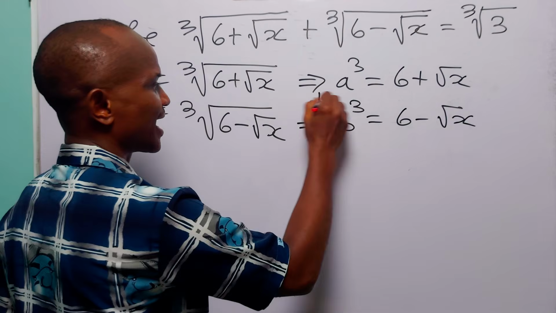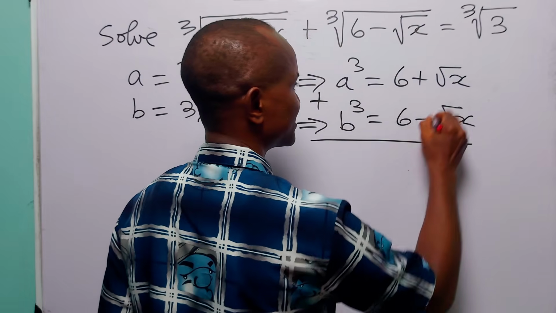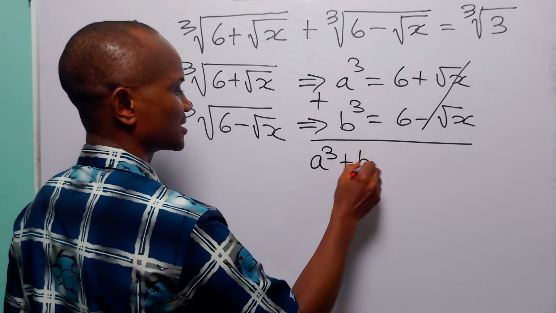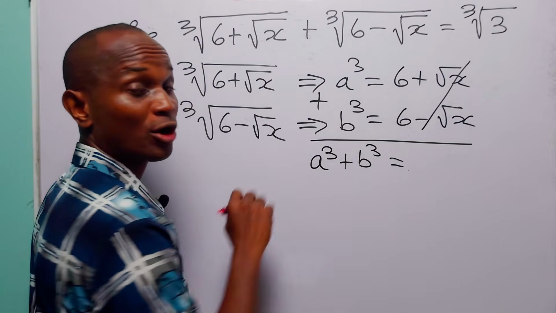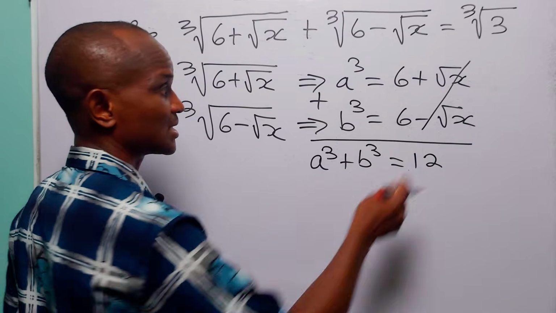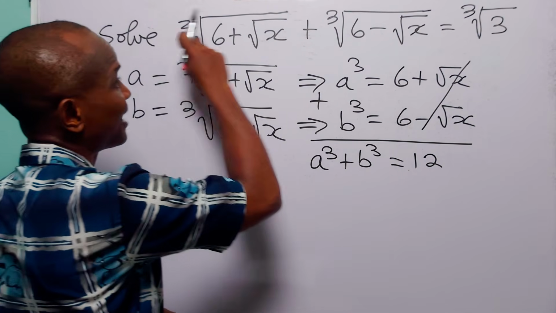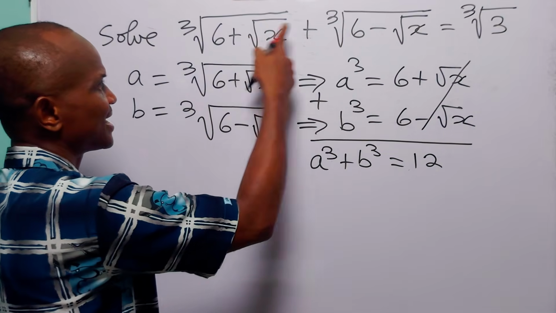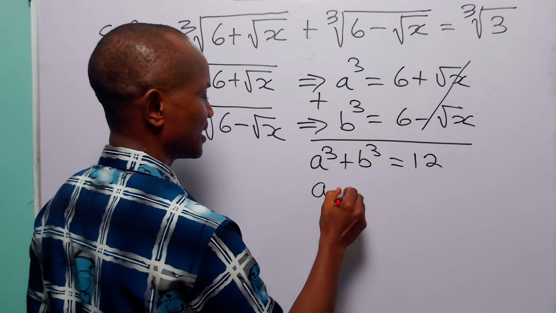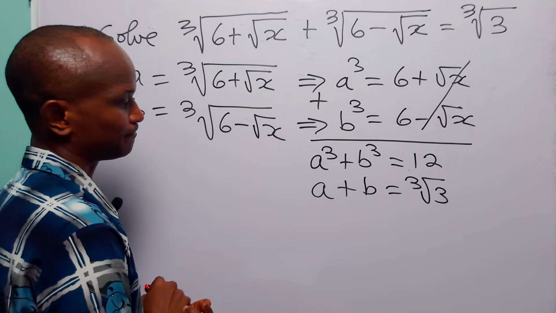Now, notice that if we add these two equations, we will be able to eliminate x. On the left-hand side, we have a cube plus b cube. And on the right-hand side, we have 6 plus 6, which is equal to 12. Of course, root x minus root x is equal to 0. Now, from the original equation, it is easy to see that a plus b is equal to the cube root of 3. So we have a plus b equal to the cube root of 3.